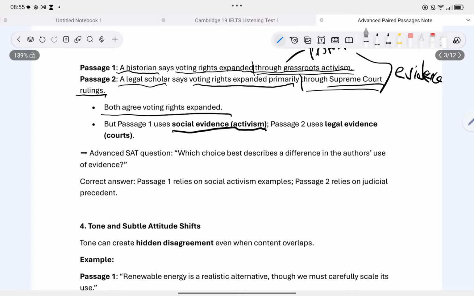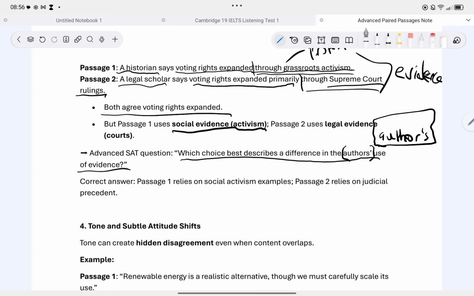So the same claim that voting rights expanded, but different evidence. So the question could be, which choice best describes a difference in the author's use of evidence? By the way, this is a plural possessive noun. If it was singular, it would be author's. I'm explaining this because you may come across something like this in the grammatical aspect of the SAT test. So let's move on.